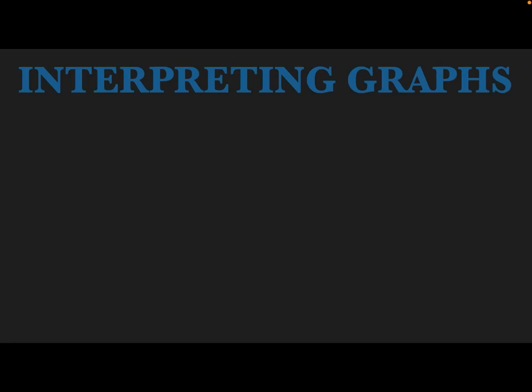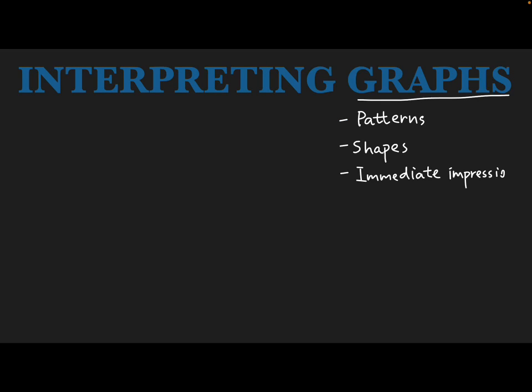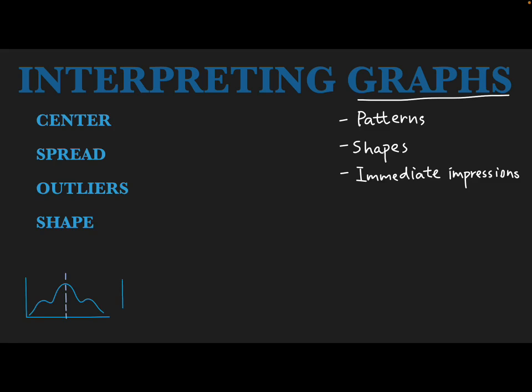So recapping, today we talked about how to interpret graphs, because graphs have a lot of advantages. We described graphs from 4 aspects, which are center, spread, outliers, and shape. For shape, we focused on the 5 most common ones and talked about each of them.